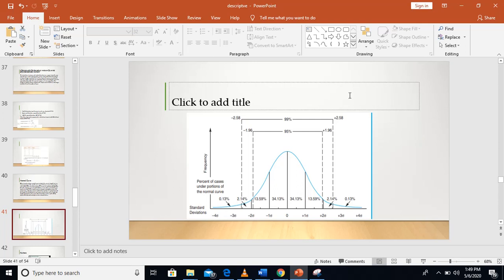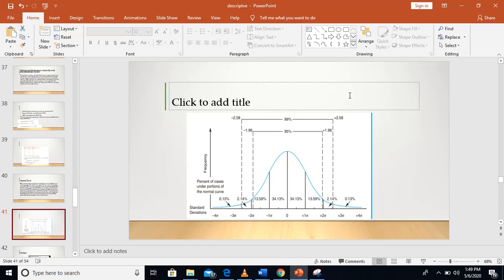50% of the scores are above the mean and 50% are below the mean. The mean, median and mode have the same value. For every normal distribution, 34.13% of the scores fall between the mean and plus 1 standard deviation above the mean. 34.13% of the scores fall between the mean and minus 1 standard deviation below the mean.